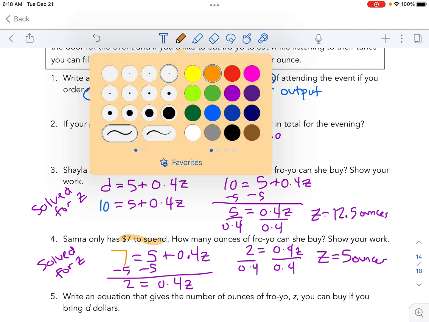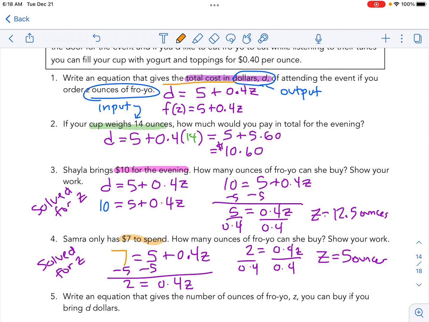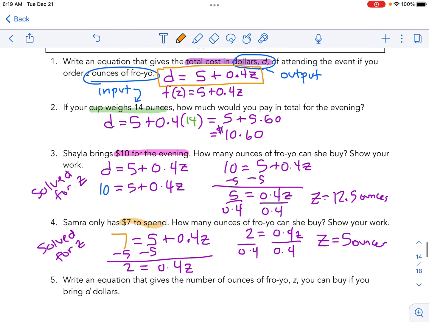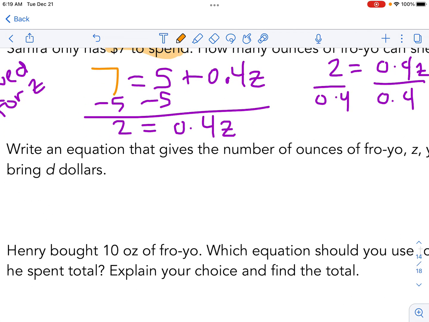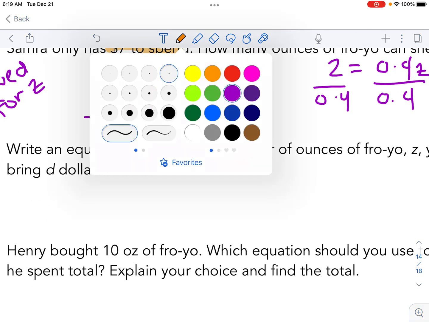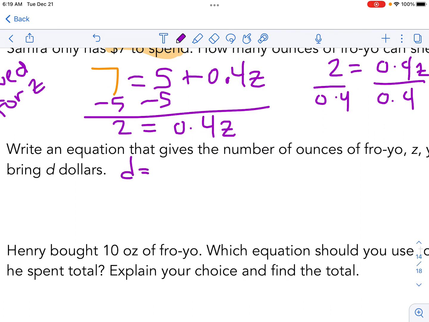What we could have done is we could have taken our original equation, I'm going to box it in up here, number 1, and we could have solved for Z once and used that expression in 3 and 4. So let's do that now. We're going to take that original equation, so D equals 5 plus 0.4Z. We're going to leave the Z there. We're going to solve this for Z.